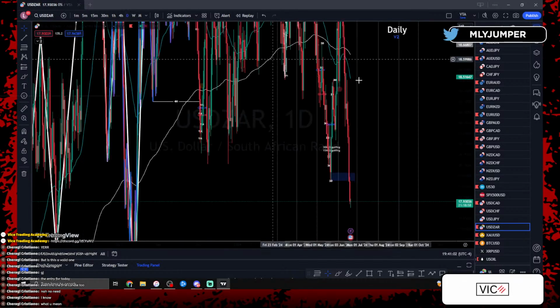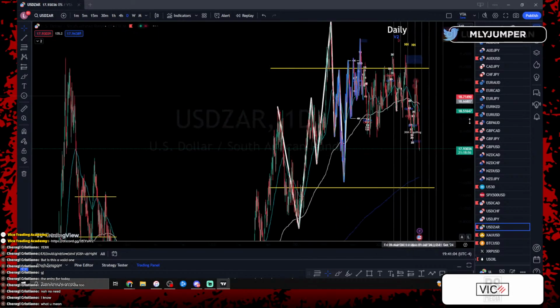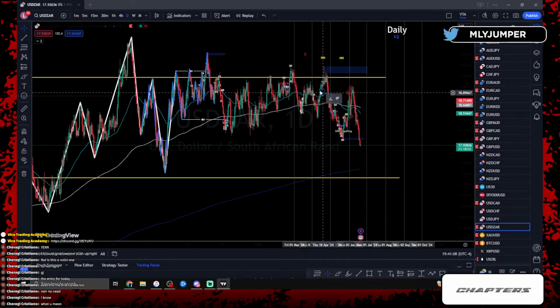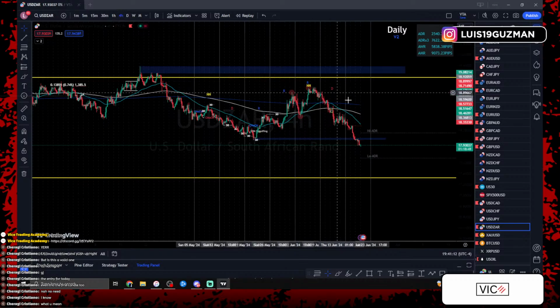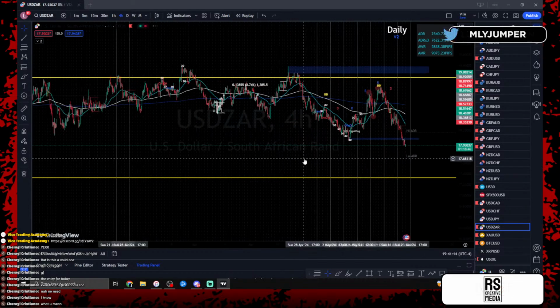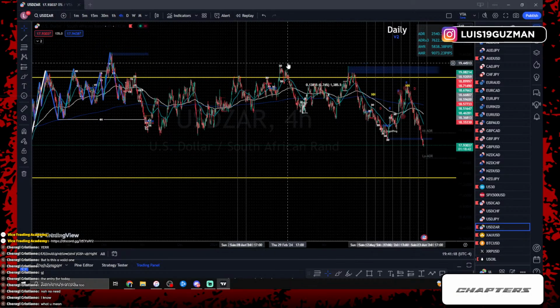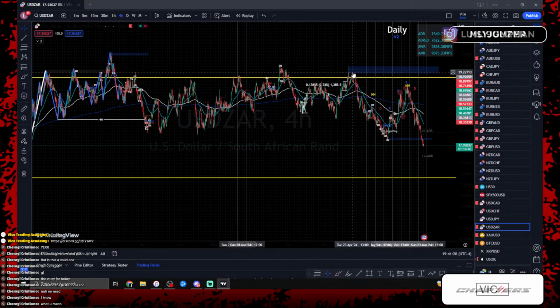USDZAR, very similar to USDCAD. We're in V2, the second zone of consolidation and an uptrend, and right now we're in the middle of that zone of consolidation. We can still see price making lower lows and lower highs. In the 4-hour time frame, same thing. At one point we were trending, going higher high, higher low, higher high, higher low, higher high, higher low, and then price went up, gave us a lower high, lower low, lower high to where we're at now.